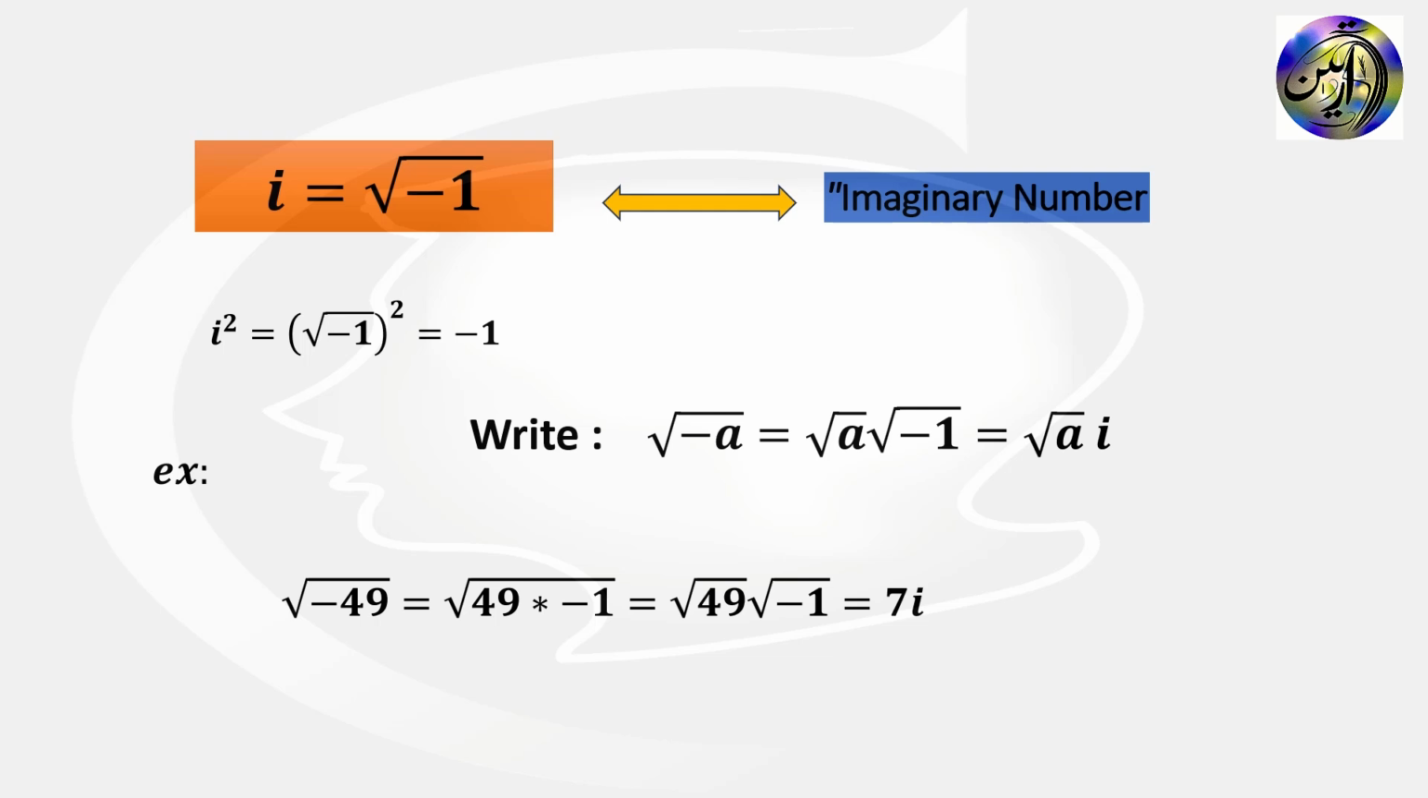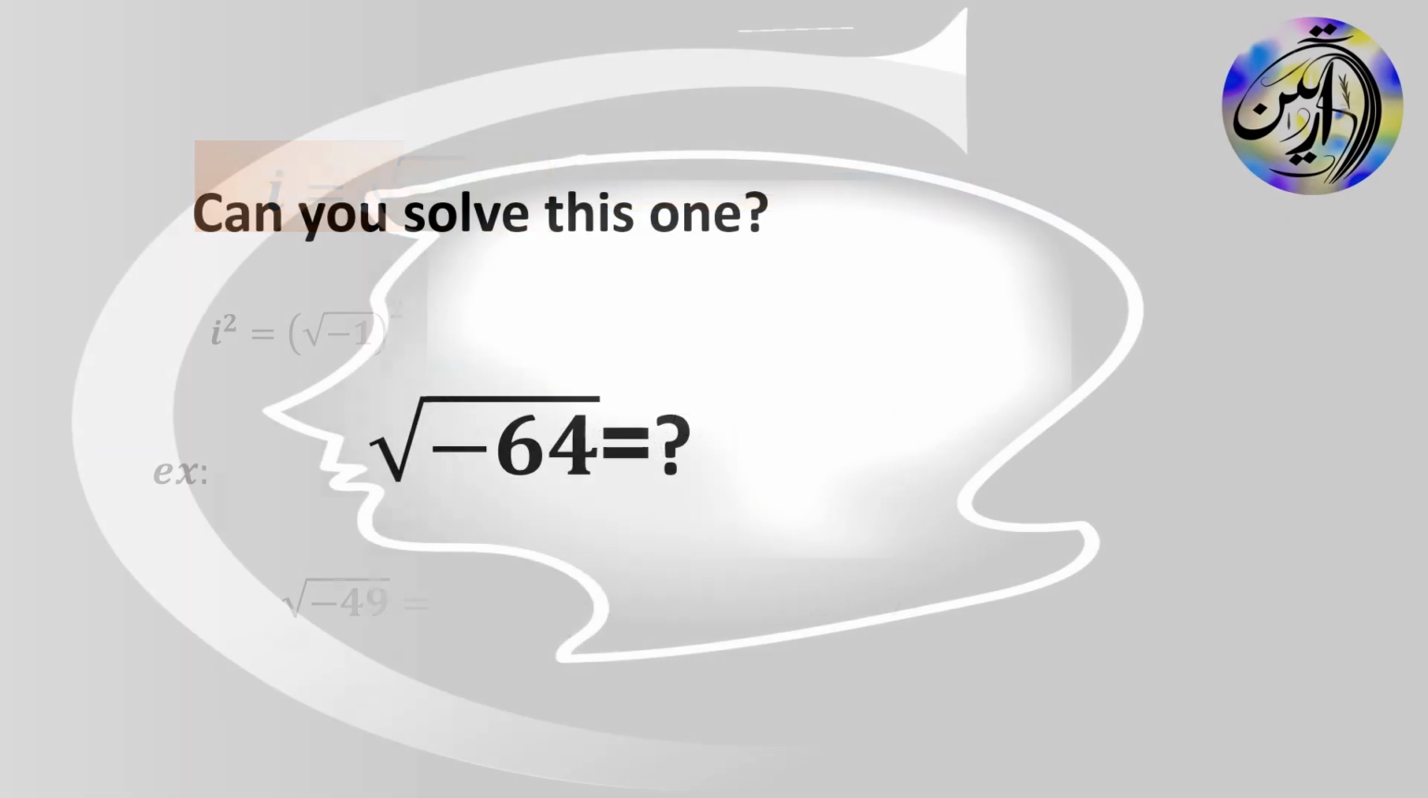That's it. Whenever you see the square root of a negative number, just remember, there is an i hiding in there. Quick question. Can you solve this? The square root of -64 equals what? Pause the video. Write your answer in the comments. No cheating.